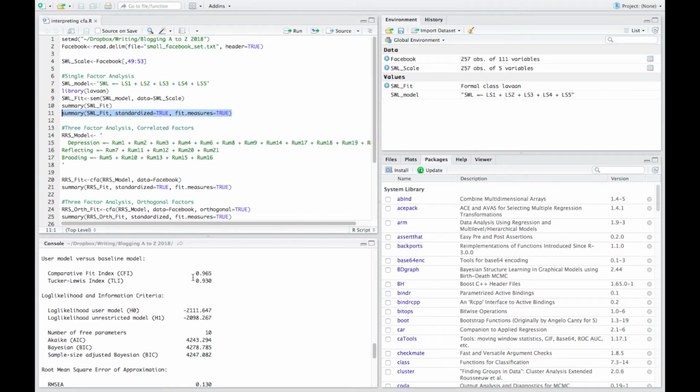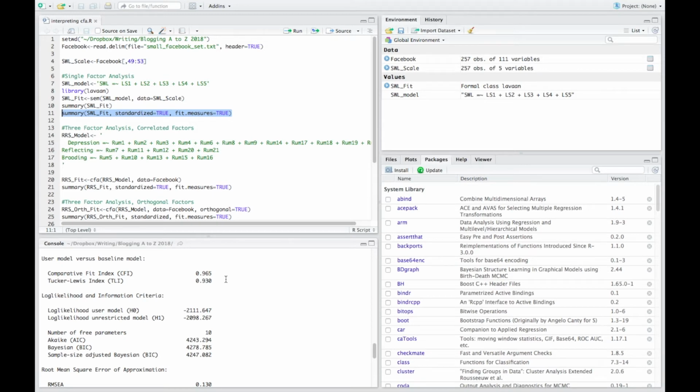So in this case, both of these are greater than 0.9. So these would indicate good fit. This is something that you'll run into with SEM, is that you look at multiple fit indices because they'll tell you different things, and sometimes they might contradict each other. So you kind of have to figure out where to go with that.